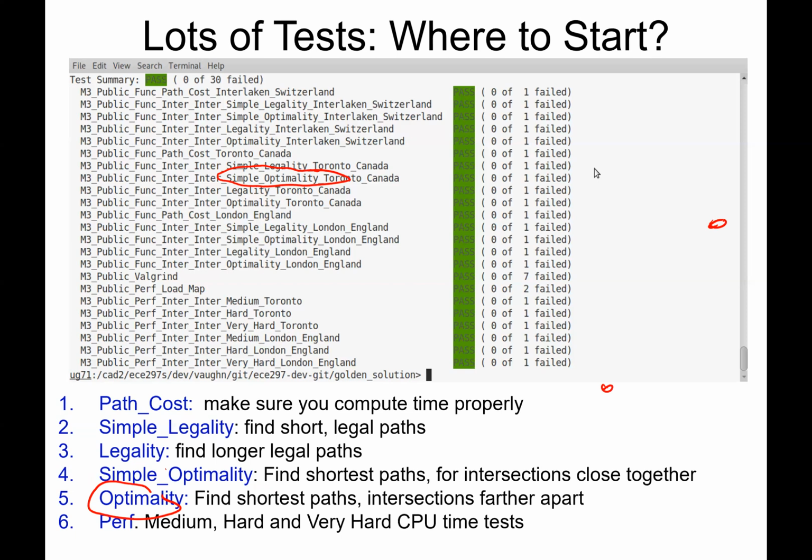And then on to the performance tests. There's a medium performance, a hard performance, a very hard performance for Toronto and also for London. The only difference is they basically just get tighter CPU limits. So medium, with not a very good algorithm, you could pass it. Hard, the algorithm has to be a bit better. Very hard, the algorithm has to be a bit better still. I've shown you all the algorithms you need. You just have to code them up pretty well and you'll be fine.